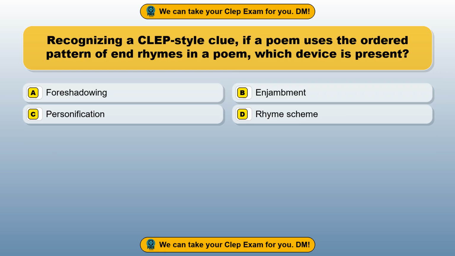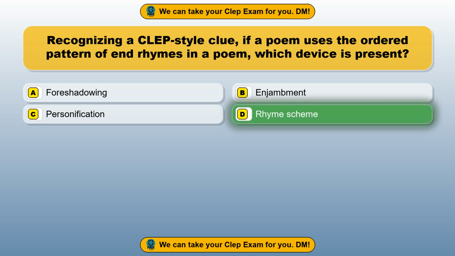Question 20. Recognizing a CLEP-style clue, if a poem uses the ordered pattern of end rhymes, which device is present? Option A, foreshadowing. Option B, enjambment. Option C, personification. Option D, rhyme scheme. The correct answer is option D, rhyme scheme.